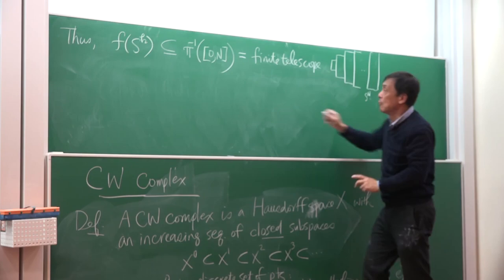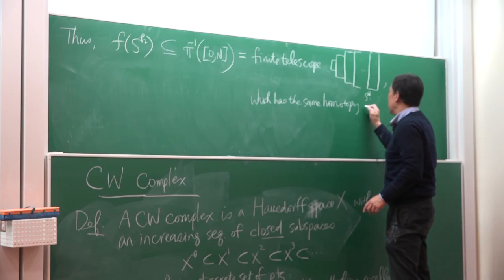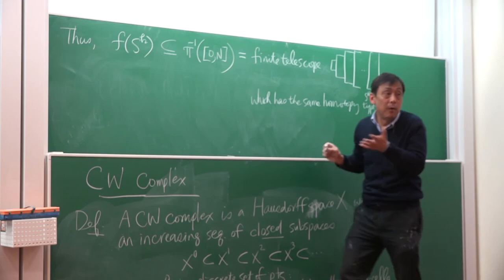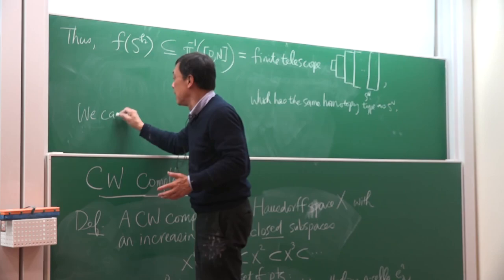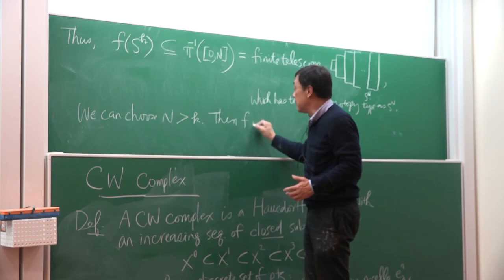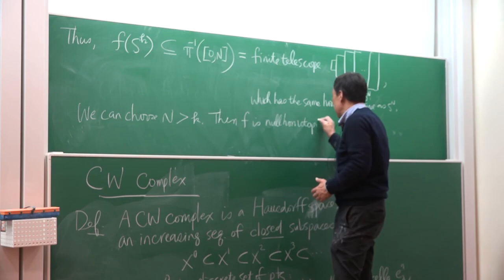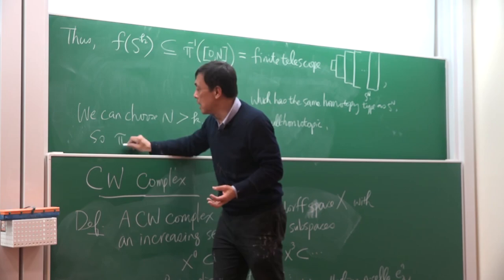which has the same homotopy type as Sn, and therefore f is null homotopic. Okay. Oh, yeah, so you can choose n large enough. We can always choose n to be larger. So we can choose n to be greater than k, then f is null homotopic. Okay? And so that proves that any element of pi k of S infinity is zero.